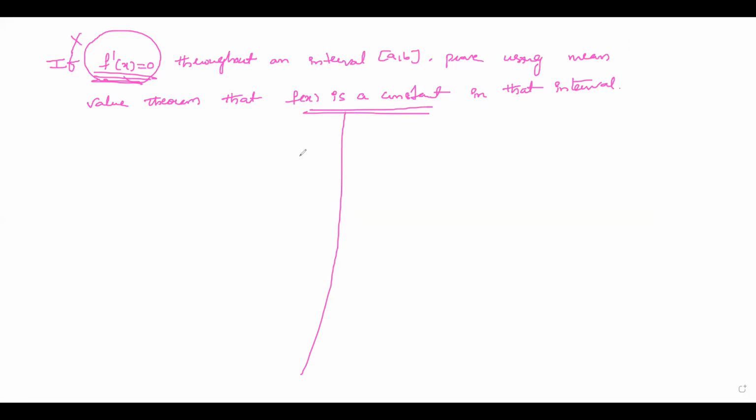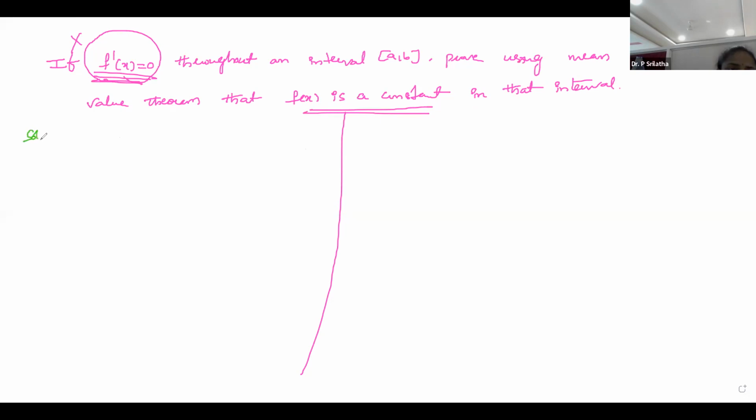So what is the meaning of that? From that we can conclude that if f of a equal to f of b, therefore f of x is a constant. From that we can conclude that f of x is a constant, then only the differentiation will be 0. So all of you do that problem. This is also a most important question.